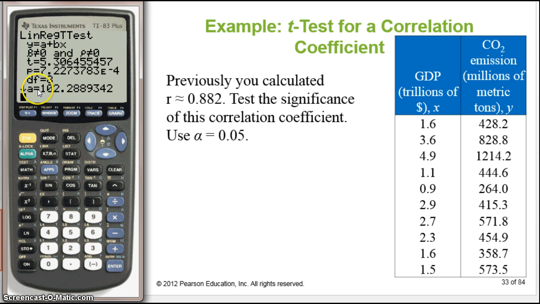Okay, so here where it says t equals 5.306, that is your standardized test statistic, or t value. And right underneath it, p equals is your p value. It says 7.227 E-4, and this E-4 is times 10 to the negative 4. Anytime you see scientific notation with p values, that means it's very, very small. It's basically almost close to 0, which is a very good sign.